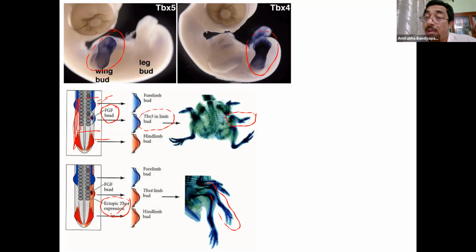So, these are transcription factors, therefore, which can actually impose fate, whether it is the halter or whether it is a TBX4 or TBX5. Okay, so therefore, the specialized transcription factors play a very critical role in any animal physiology.